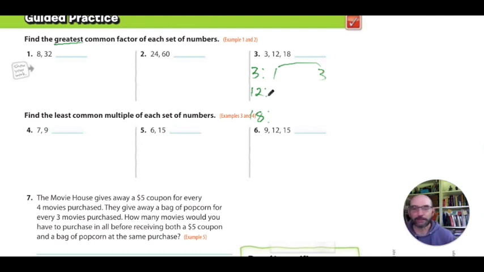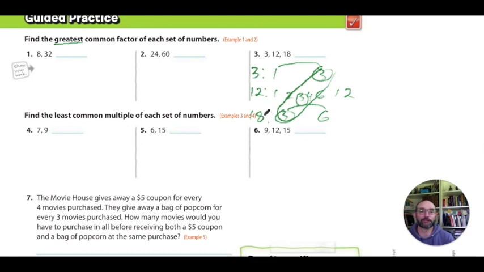12 is going to be, well, 1 and 12, 2 and 6, and 3 and 4. Well, right now I can see that the number in common for 3 and 12 is going to be 3, right? Because these other numbers aren't on 3's list. So for 18, I'm just going to look at the 3's. Is 3 times something 18? Yeah, 3 times 6 is 18. So now I can see that 3 is the biggest number that's on all the lists.